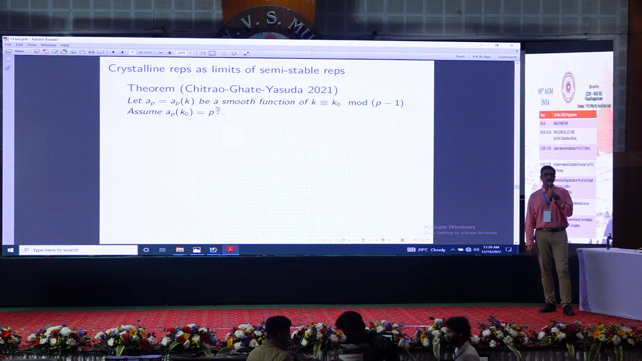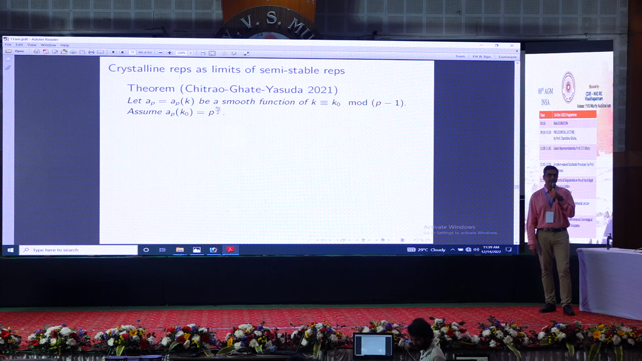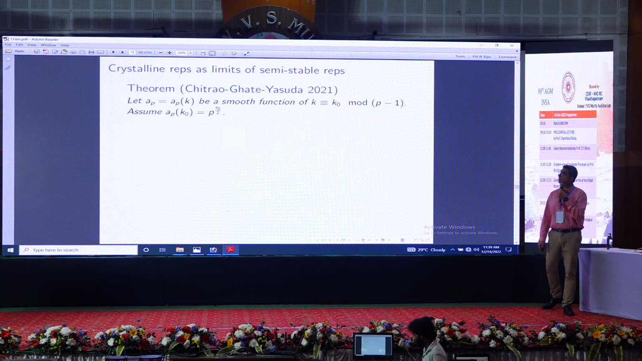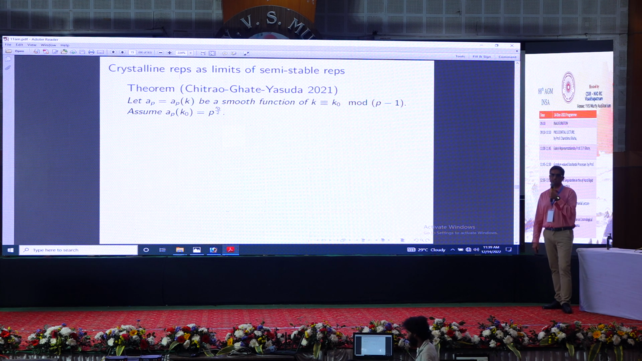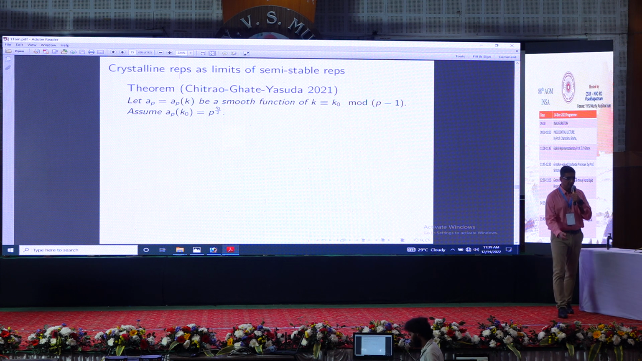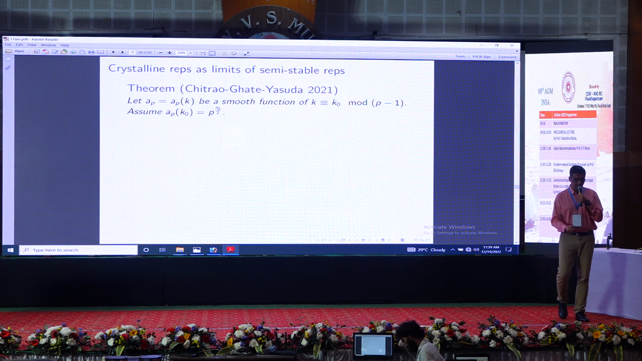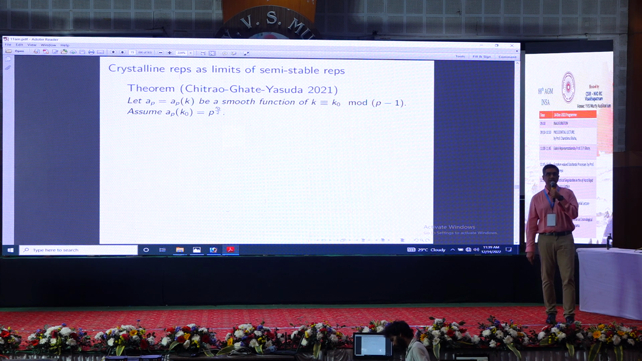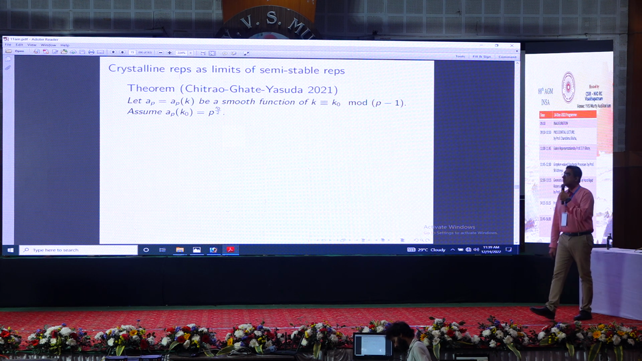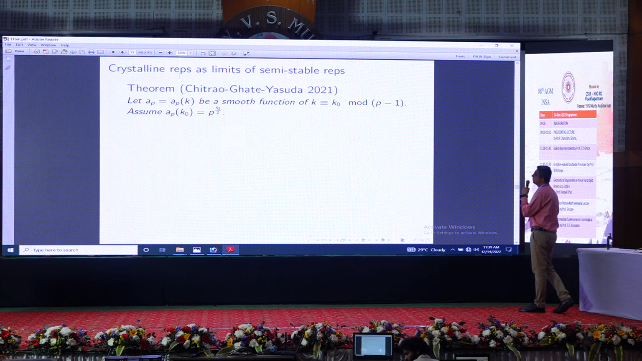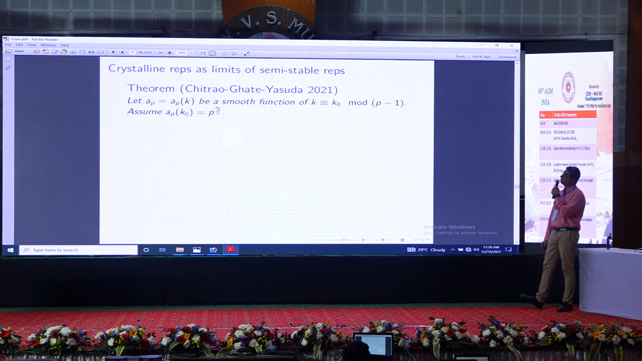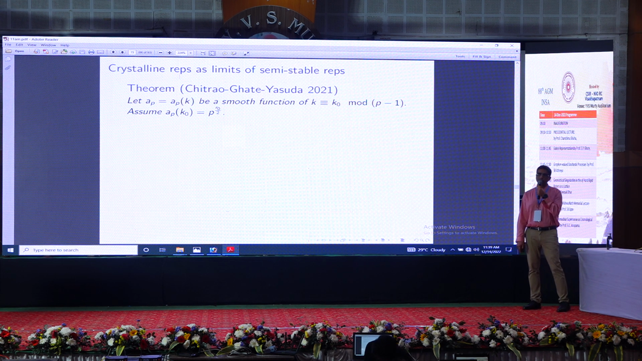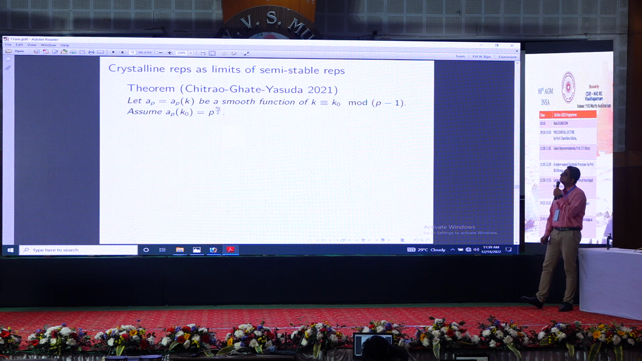So we want a_p to be a function of k, and suppose that it's a smooth function. Smooth here means differentiable once, even differentiable twice. But you can even assume, if you don't like that, just differentiable infinitely often. So it's a function of k, but you're restricting to all k's congruent to a fixed k_0. That k_0 came up earlier. It was basically 2v plus 2 modulo p minus 1.